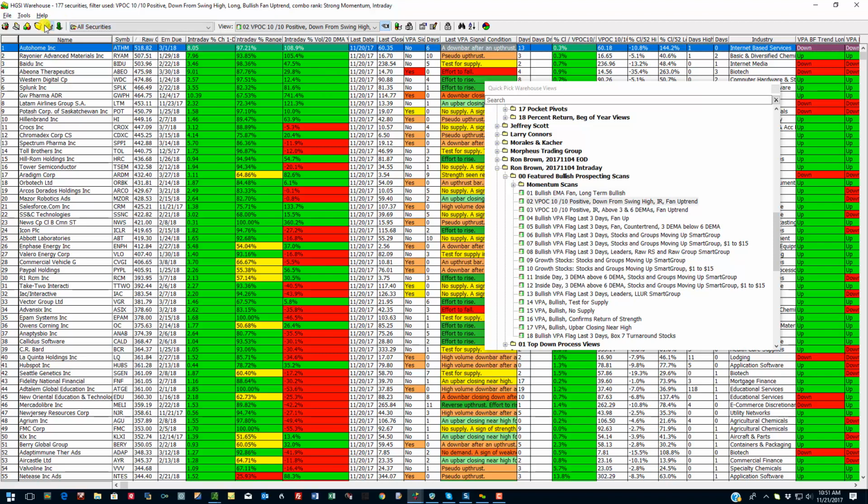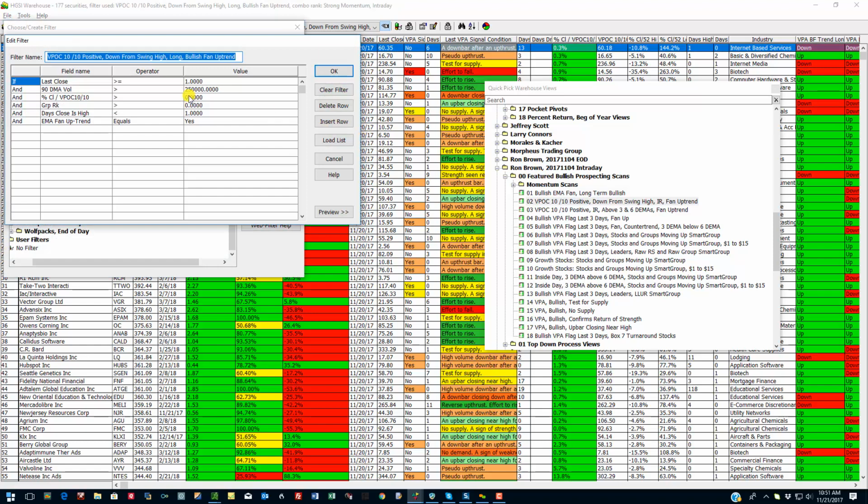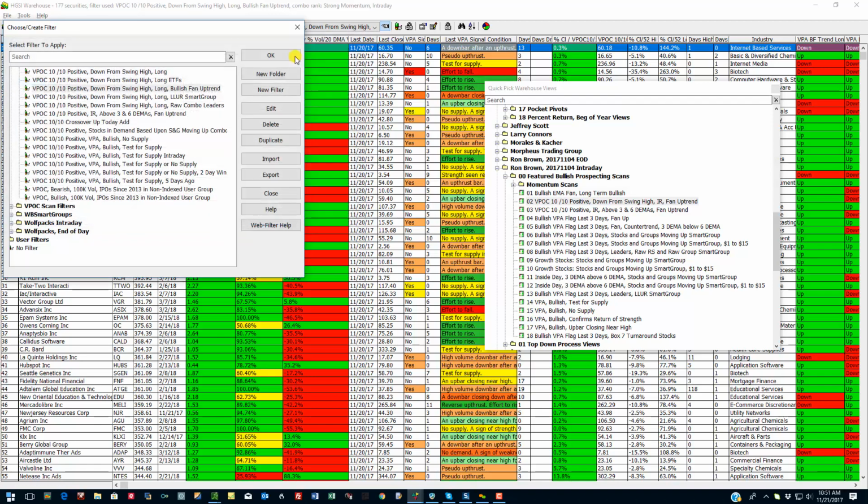Now, this is an end-of-day filter, and I'm doing this with all of these intraday views. This is information from the prior day: the last close, volume, the volume point of control 1010 is greater than 0. Group rank is greater than 0, which means that all of these stocks are in groups. And then here's the day's closes high, and then the EMA fan uptrend equals yes.